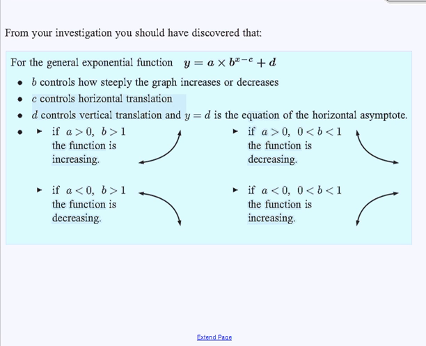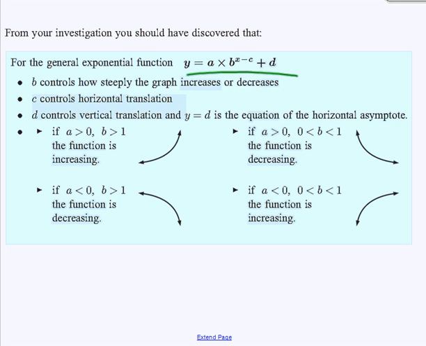So in general, if we're talking about this graph, some value a times a base of b. That base b controls how steeply the graph increases or decreases. When we looked at 2 to the x versus 3 to the x, 3 to the x increased a lot faster because the base was bigger.